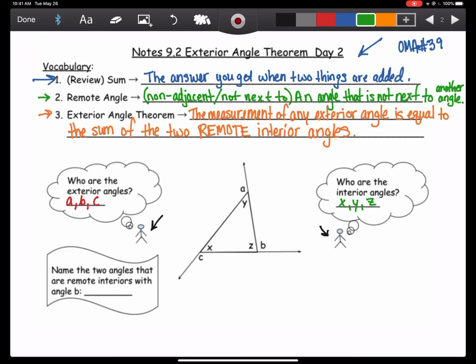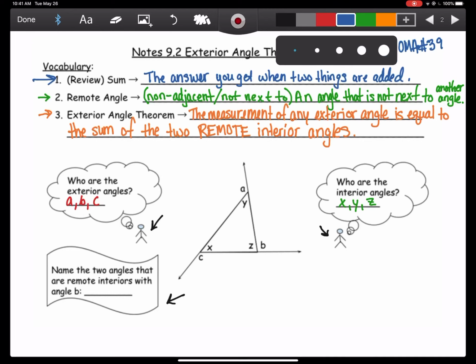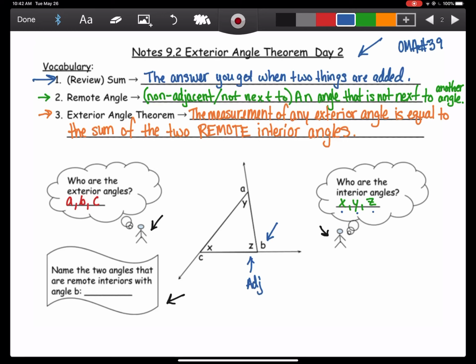Okay. Next we have a final thought here. So now we're looking down here at the flag. Can you name two angles that are remote interiors with B? All right. Let's use blue for this. So thinking of B, who are the remote interiors? Well, the interiors are X, Y, and Z. But Z is adjacent. So we don't want Z.